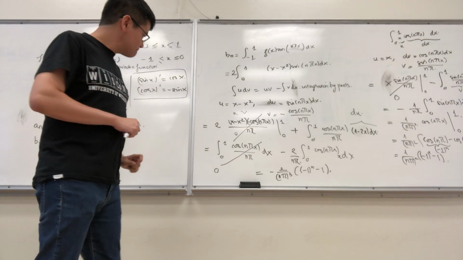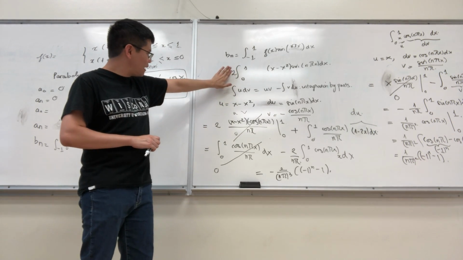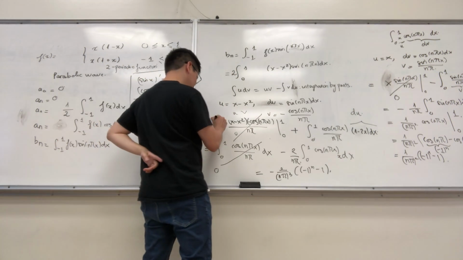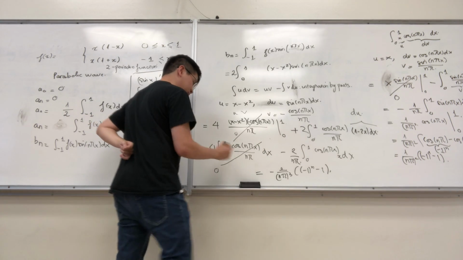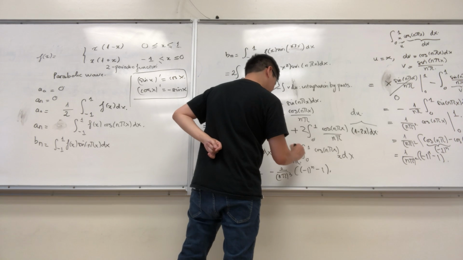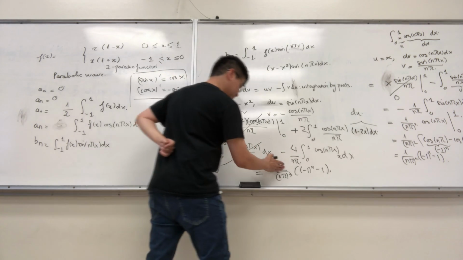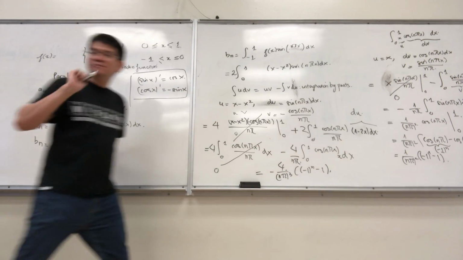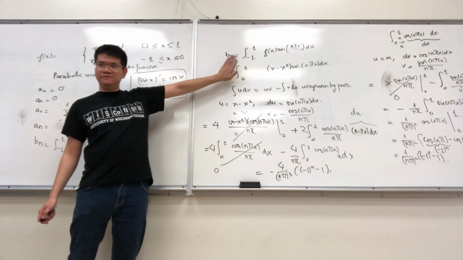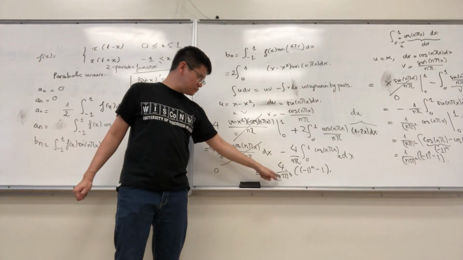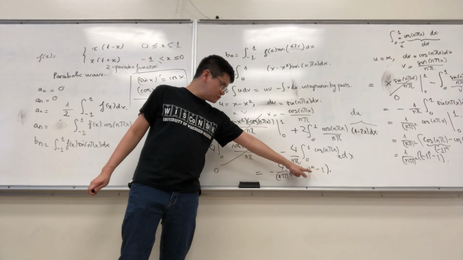That's what I got, but I don't know if it's right. So here we have to have a number 4 propagate. Here I have a number 4, and here I have a number 4. So here I should have a number 4. So I missed a number 2, which is here. So the final result has to be minus 4 over n pi cubed times minus 1 to the power n minus 1.